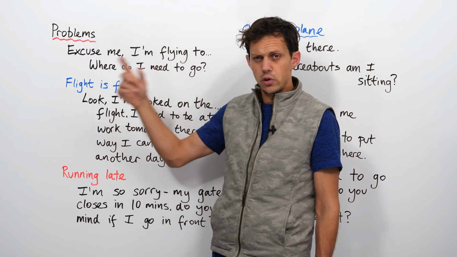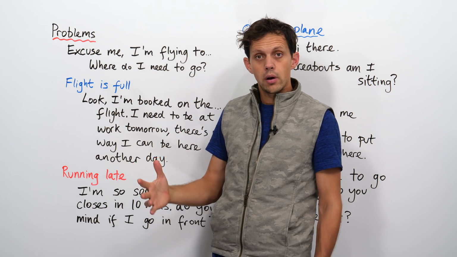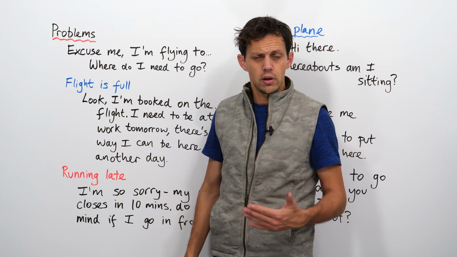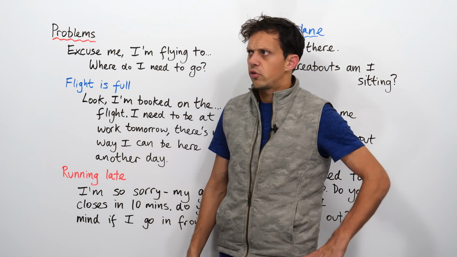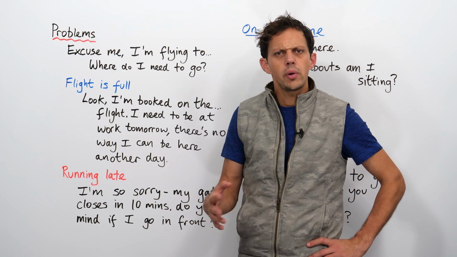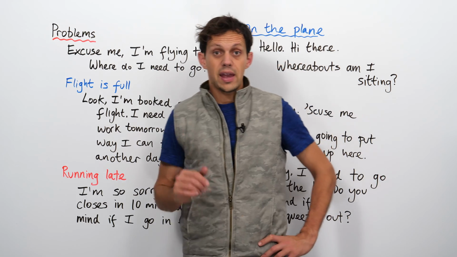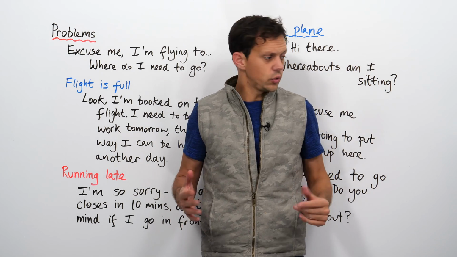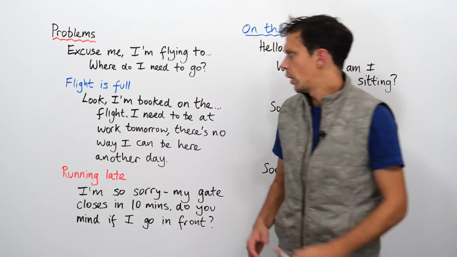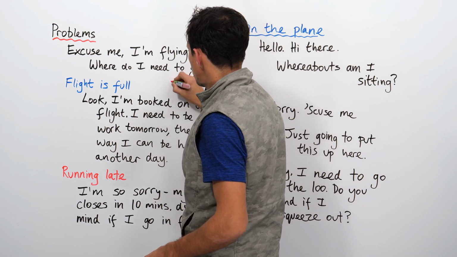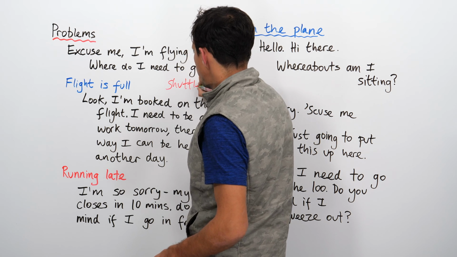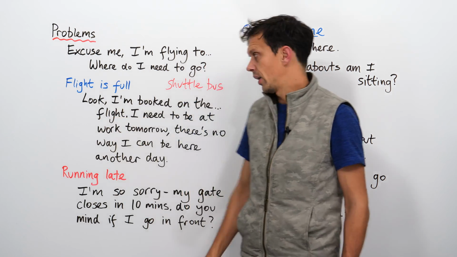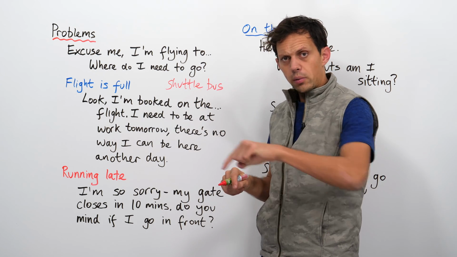Excuse me, I'm flying to Rome. Where do I need to go? They might say to you, "Which airline is that, sir? Which airline are you flying with?" So you say, I'm flying with, and then they'll say, everything with that airline is over there. Or you'll need to get the shuttle bus. So you'll need to go to a different building and you need to get into a bus to go to the different building. A shuttle bus takes you from one place to another.